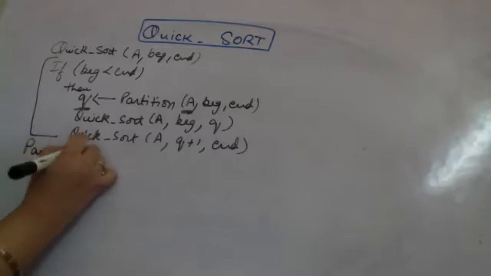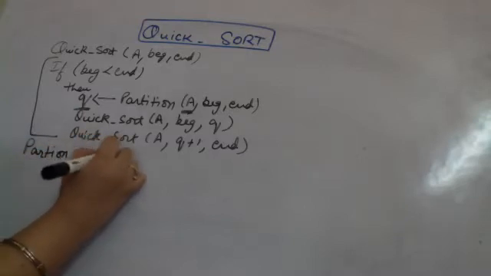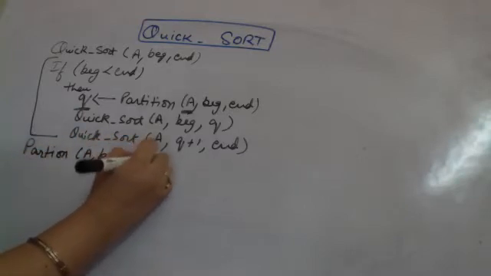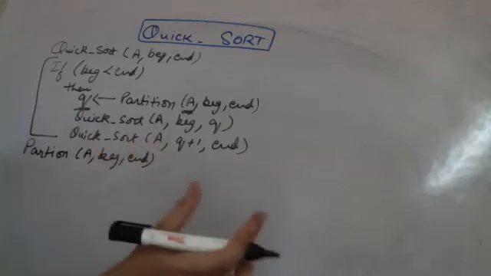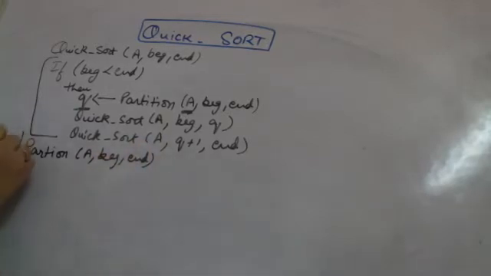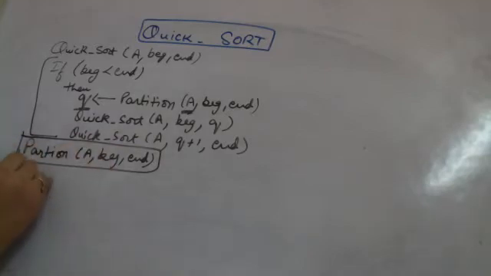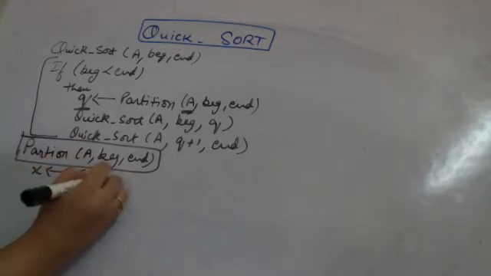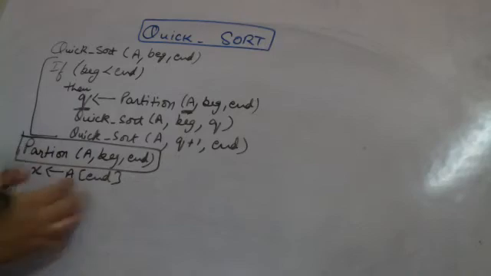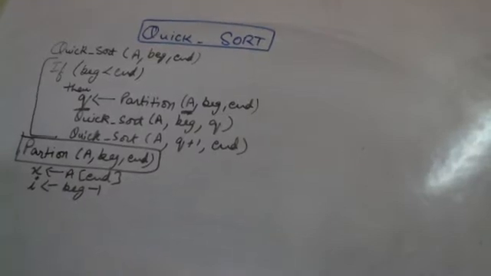So what is there in partition procedure? I have to partition A from beginning to end according to the pivot which I am picking to be the last of the array. So this is my partition procedure which I am defining. In this I am picking some x to be the last element, A of end, and I am picking i to be beginning minus 1.